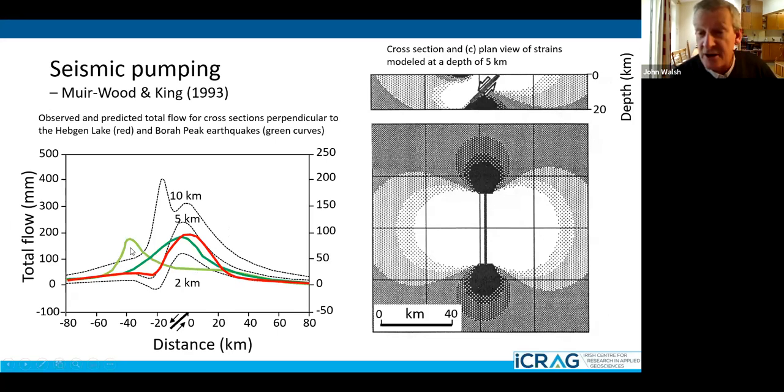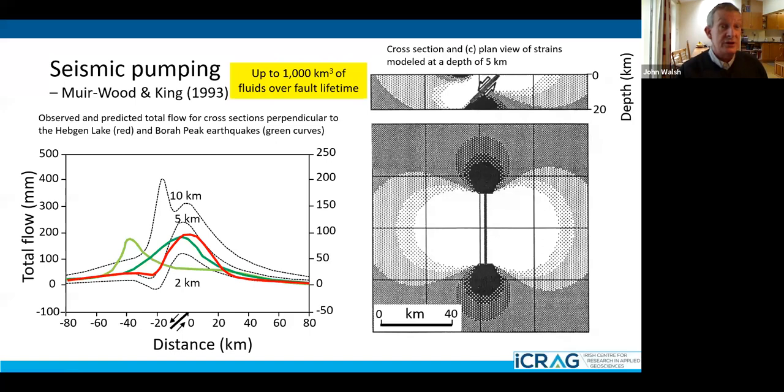This light green here is a bit off, and that's because it's a step in the fault, a little bit complicated. But here are the main Bora Peak and Hepkin Lake. These are two earthquakes. Fits nicely. Lots of fluids coming up. In fact, you can work out theoretically that the amount of fluid which is actually coming up here during the lifetime of a fault is 1,000 cubic kilometers of water. Now, lots of people agonize and worry about where we get all this water that's going to flush around to get metals out. This is a model which can do a lot for you.